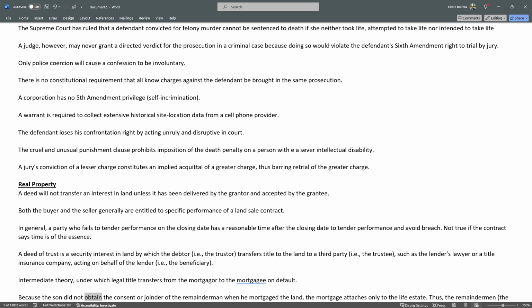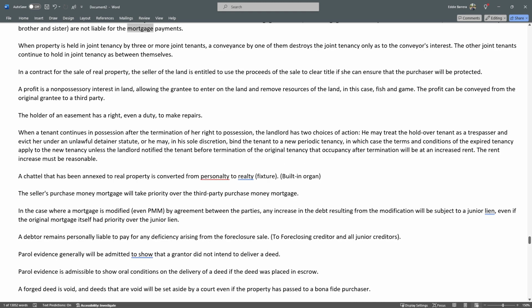Because the son did not obtain the consent or joinder of the remainderman when he mortgaged the land, the mortgage attaches only to the life estate. Thus, the remaindermen, the brother and sister, are not liable for the mortgage payments.